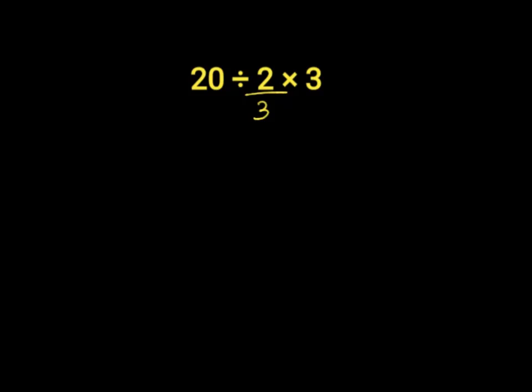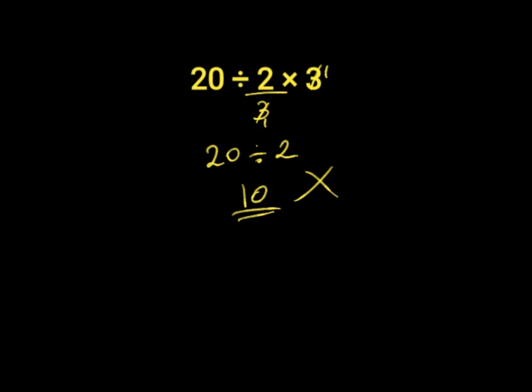20 divided by 2 over 3 times 3. 3 into here 1, 3 into here 1. We are left with 20 divided by 2. 20 divided by 2 will give us 10. 10 is the wrong answer to this question because we will not solve it appropriately.